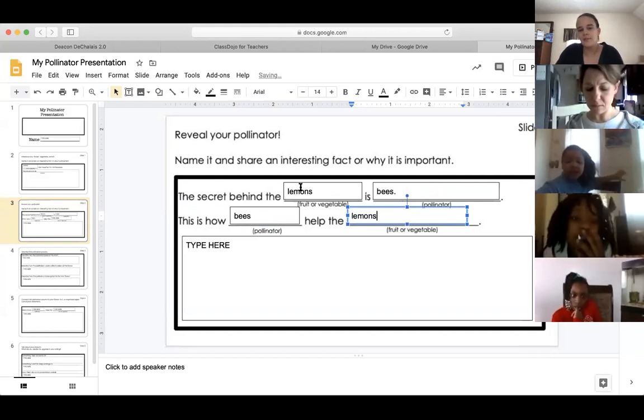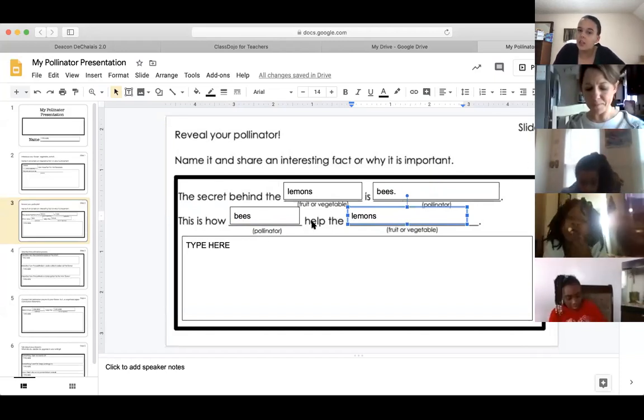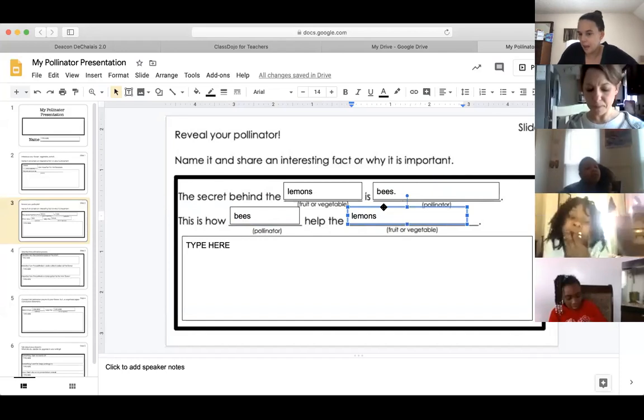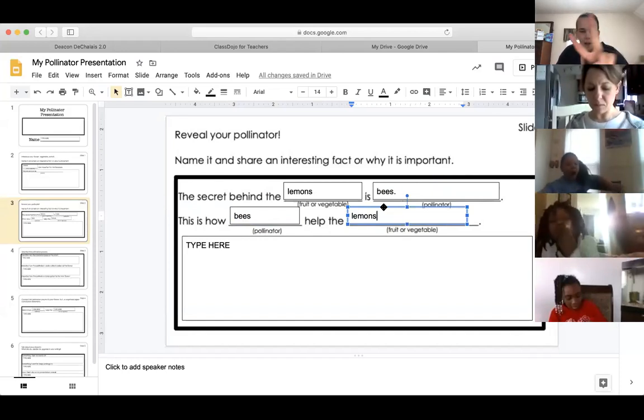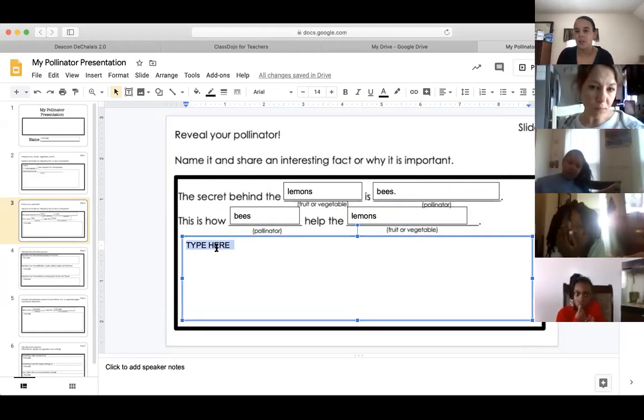So wherever it says fruit or vegetable, you're typing in the same fruit or vegetable. And wherever it says pollinator, you're typing in the same pollinator that you're writing about. So just pick one food, one pollinator, okay? And then down here, you're going to explain what the bees do to help the lemons grow, or whatever fruit or vegetable you're writing about.